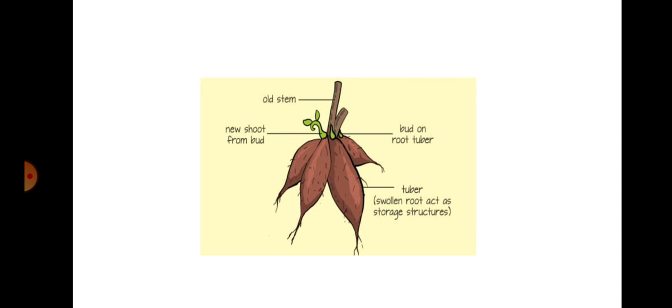So these are vegetative propagations. It takes less time to grow and bears flowers and fruits earlier than those produced from seeds. The new plants are exact copies of the parent plant as they are produced from a single parent.